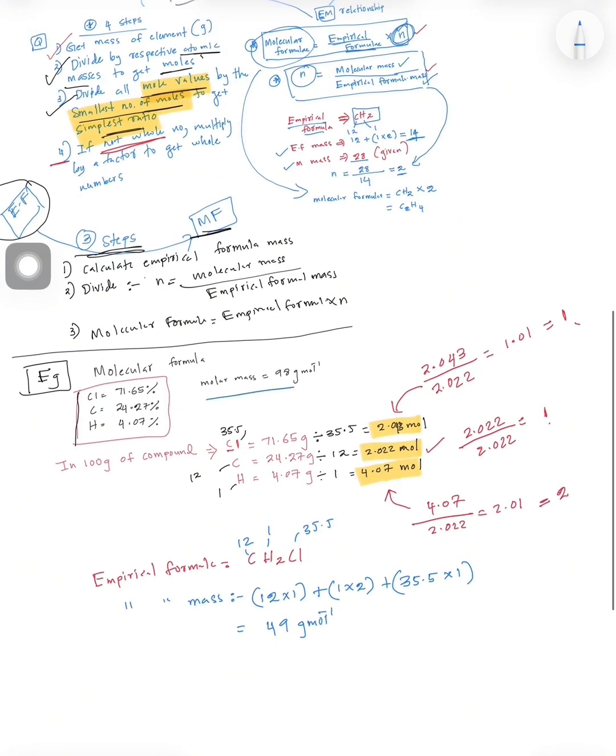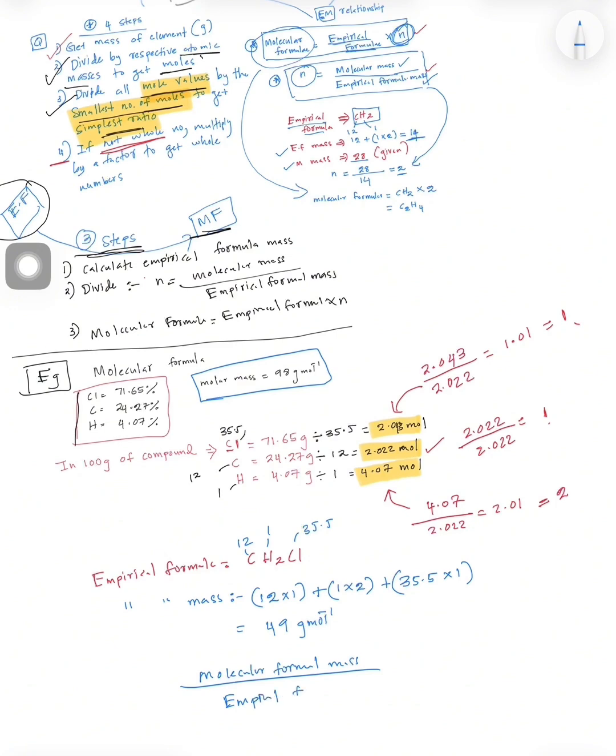The molar mass is given for us in the question itself. So we have to take the molecular formula mass and divide it by the empirical formula mass, or you can also say molecular mass for this. Molecular mass is given as 98 grams per mole, divided by 49 grams per mole is equal to the number of moles, that is 2.